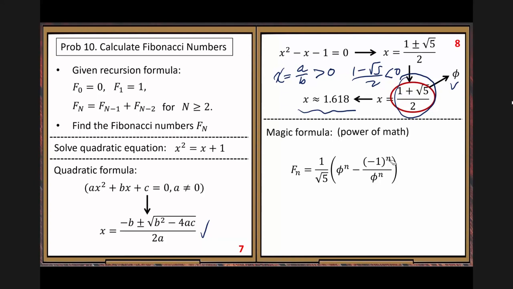Phi raised to the nth power is also very hard to control. Then minus some fraction, with phi to the n at the denominator. You take the operations, subtraction first, then division, and then you get an integer Fibonacci number. How can that be possible? How can these things be possible?